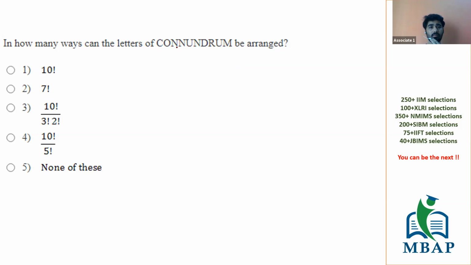Okay. So total number of spaces: 1, 2, 3, 4, 5, 6, 7, 8, 9, 10. So it's 10 factorial. What is getting repeated? N is getting repeated 3 times. Then your U is getting repeated 2 times. Is there anything else? No, there is nothing else.